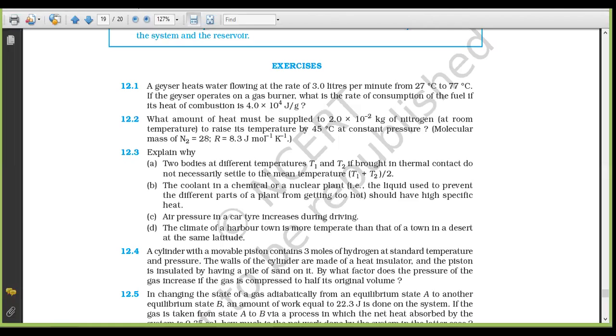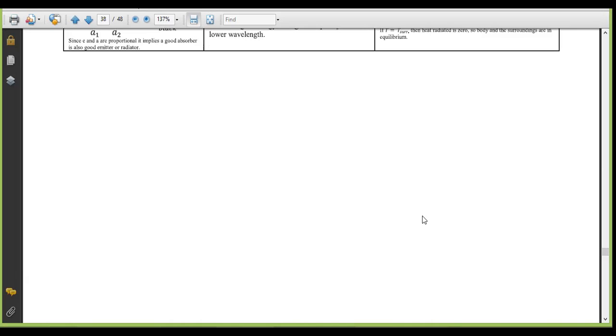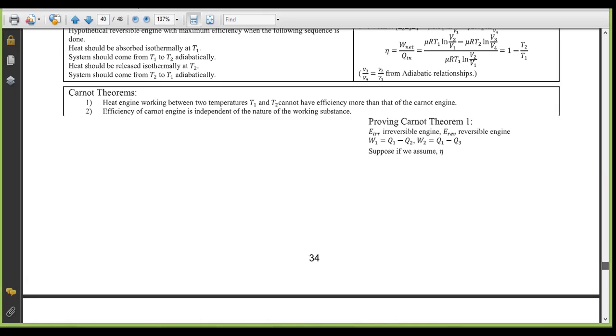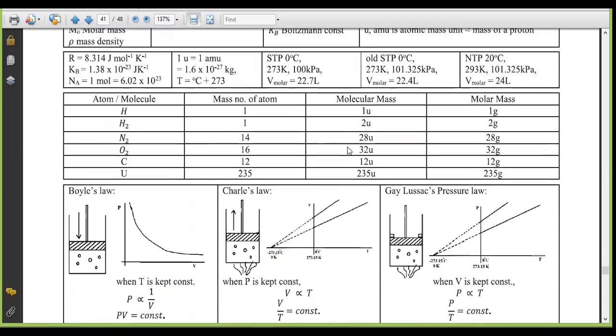So if that is confusing, I will open the handbook. Let me get some water. Okay, if you go to kinetic theory of gases, I have given you a very important table. So I'm sure it will be useful for your chemistry also. So if you take one hydrogen atom, the mass number of the atom is 1. Molecular mass is 1U. Molar mass will be 1 gram.